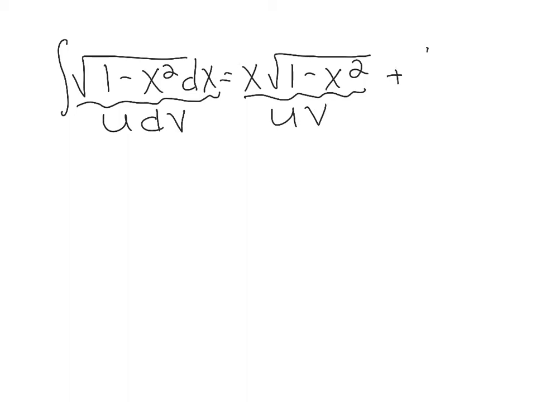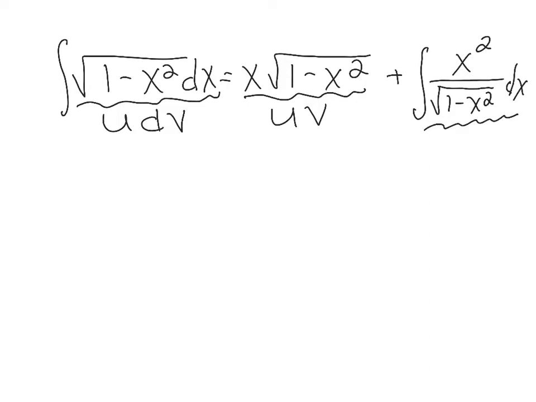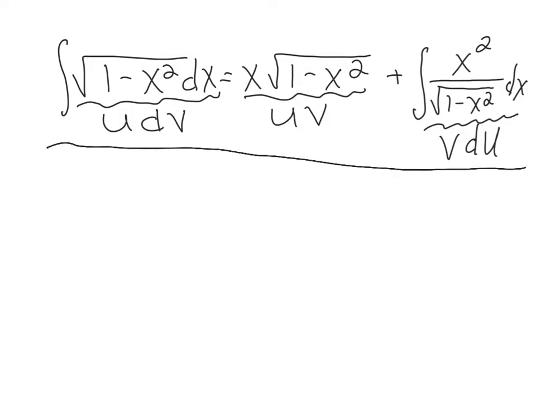And the other integral would normally be a minus, but since du had a minus, this will be plus the integral of x squared over square root of 1 minus x squared dx. And that is our v du integral. And so the problem comes down to evaluating the v du integral, that is the integral on the right side. And here's how we do that.